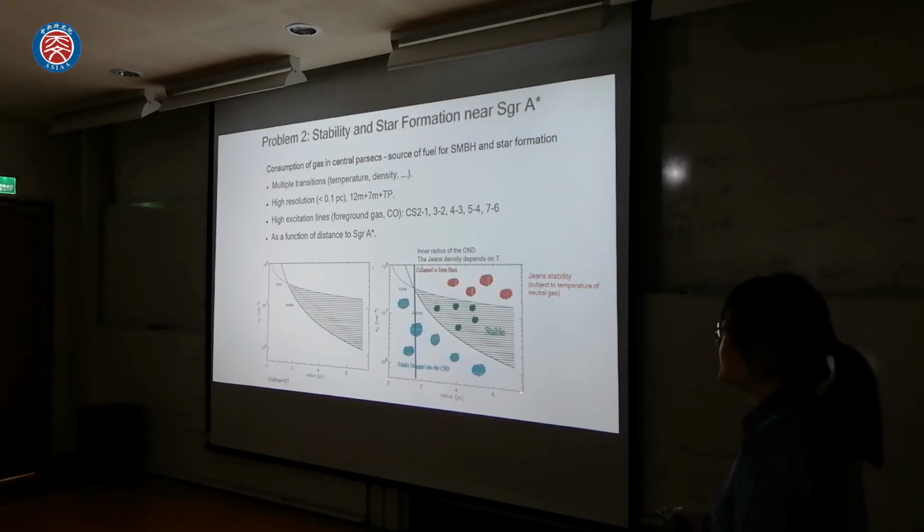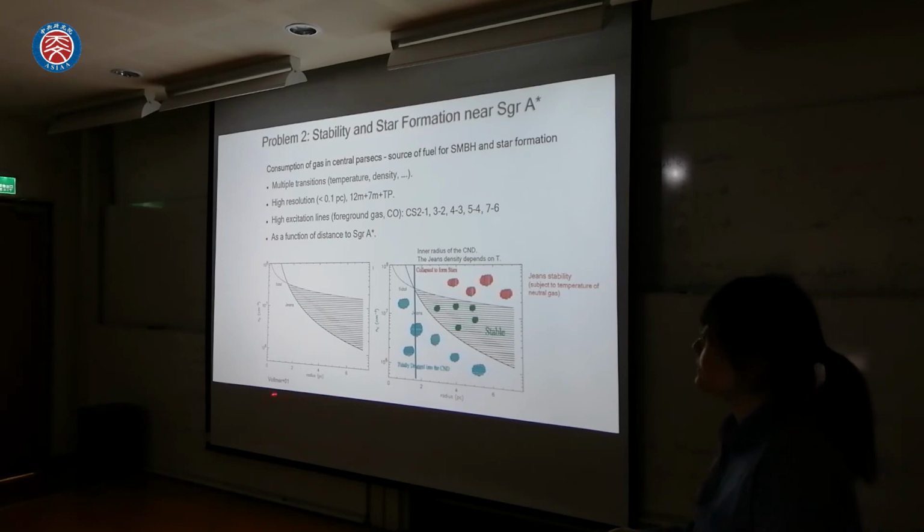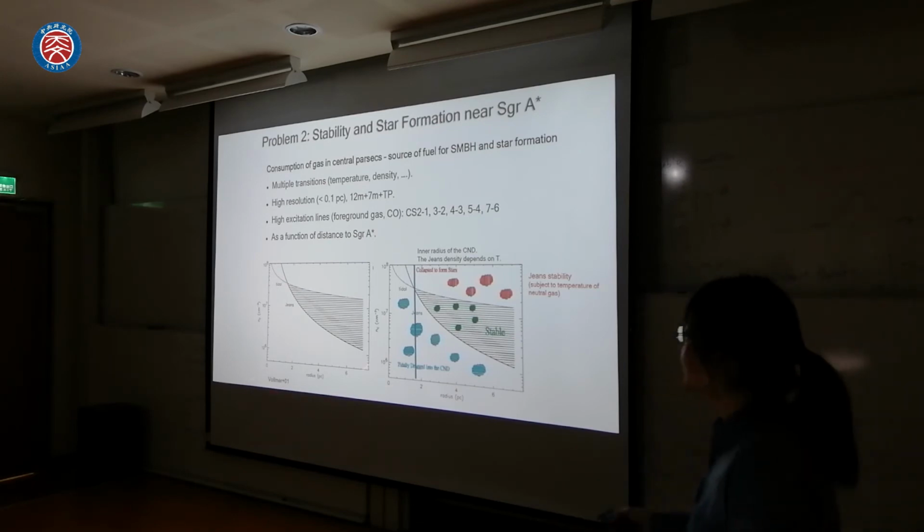So this is the distance from Sgr A*. This is the gas density. These two lines are a model taken from previous studies.